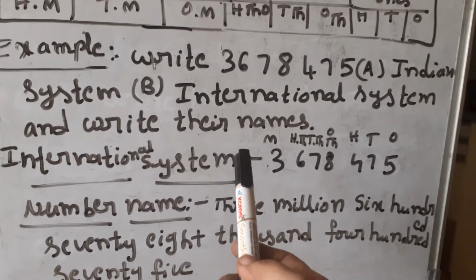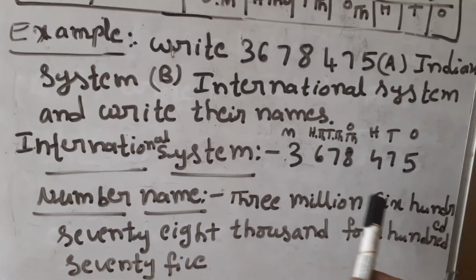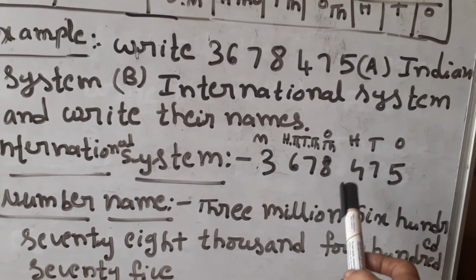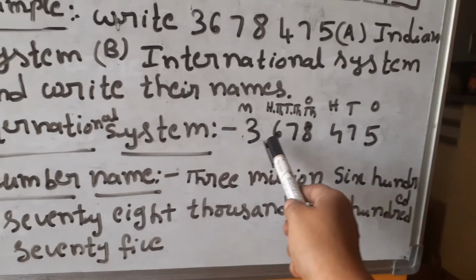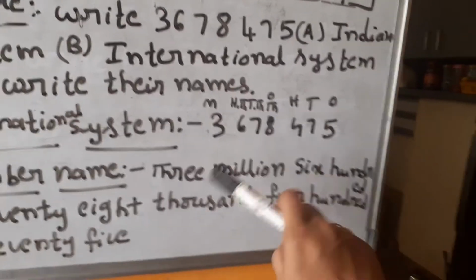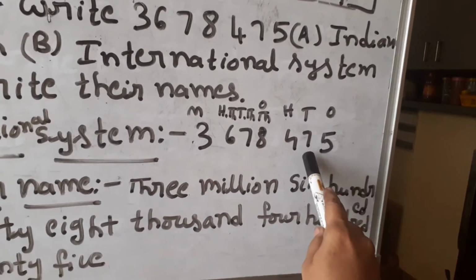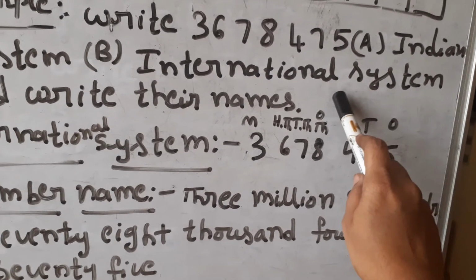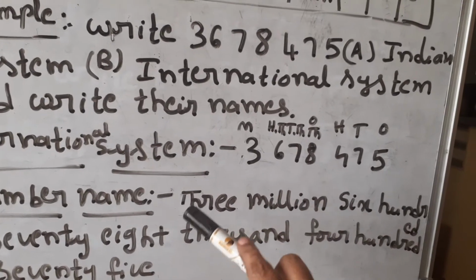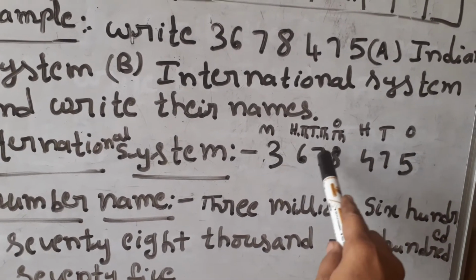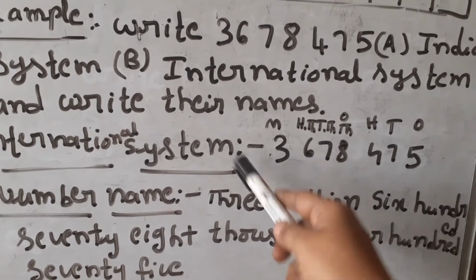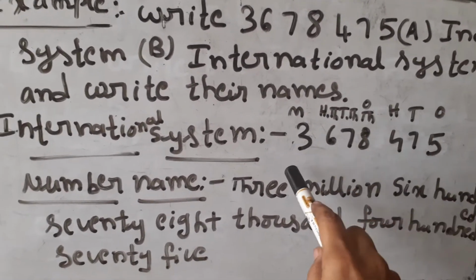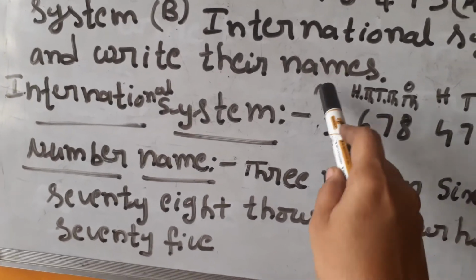Indian number system completed. Next, international system. First we have to write 3678475. In this figure, 5 is the ones place, 7 is the tens place, 4 is the hundreds place. These 3 digits consist as ones. Next, 8 is the thousands, 7 is the 10,000, 6 is the 100,000. These 3 digits consist as thousands place. Next, only one number, 3, is the millions place.